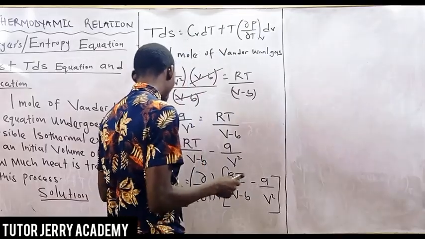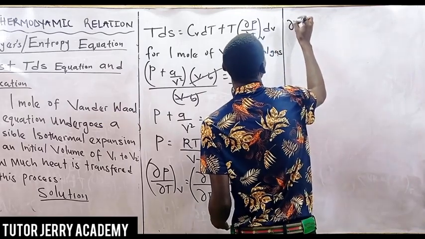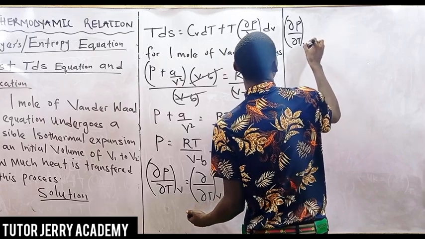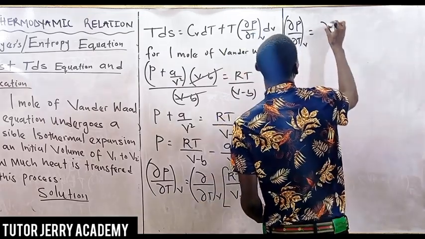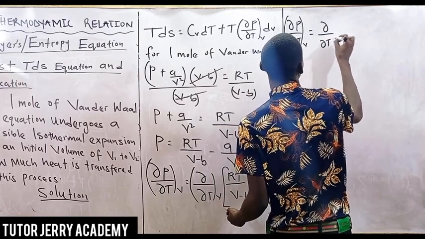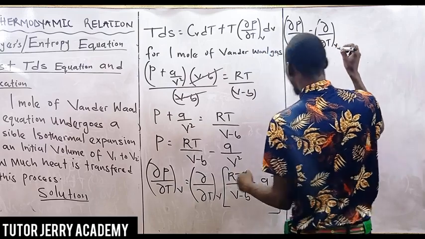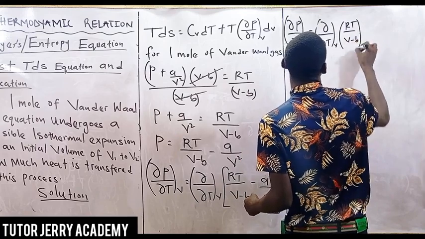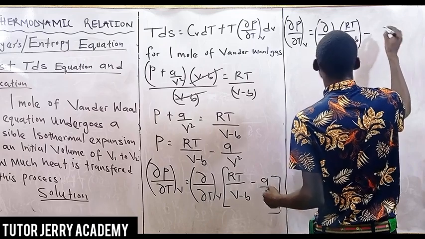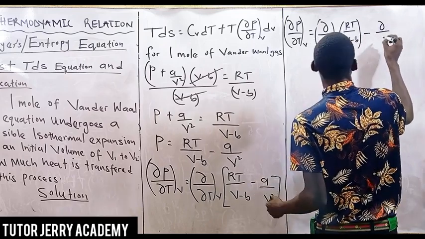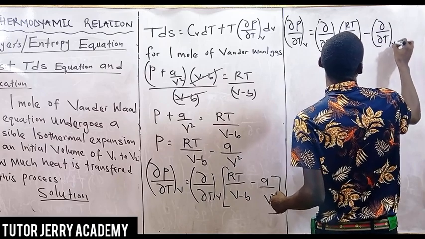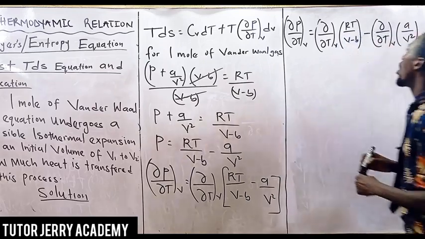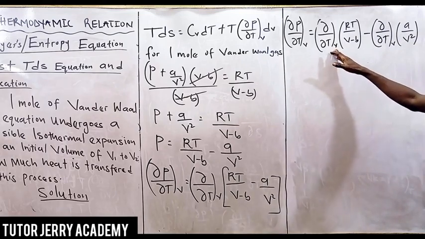All right, so from here we are going to have the partial derivative of P with respect to T, keeping V constant, which will be equal to the partial derivative with respect to T, keeping V constant, of RT over V minus b. Then for this side, we are going to have minus the partial derivative with respect to T, keeping V constant, of a over V squared. Of course, we are going to keep V constant.